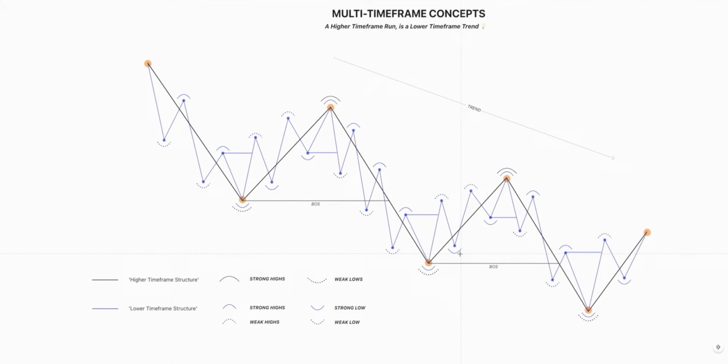Concept of strong and weak highs and lows. And as we know, the higher time frame structure is in black. So here we have our strong protected swing highs, right? Because they have taken out these weak lows.